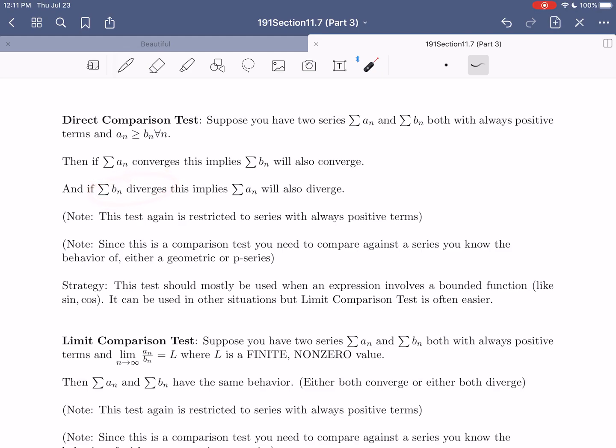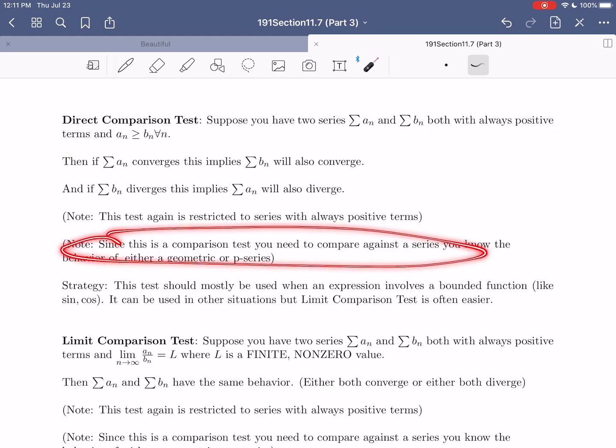And if the smaller one diverges, so the series with smaller terms diverges, then the larger one will also diverge. So if the sum of b sub n diverges, then the sum of a sub n will also diverge. Remember again that this is another test that is restricted to series with always positive terms. That's part of the assumption here, that they have always positive terms.